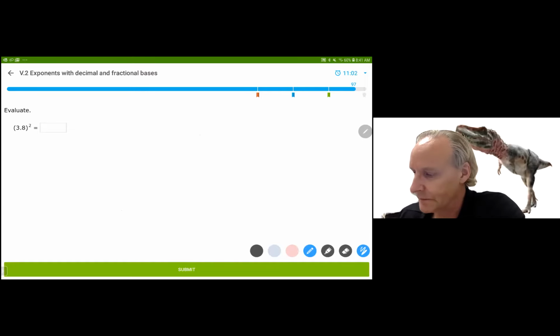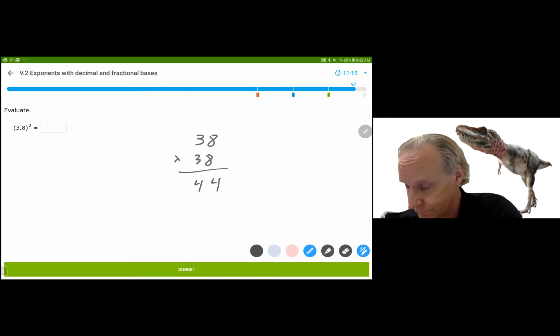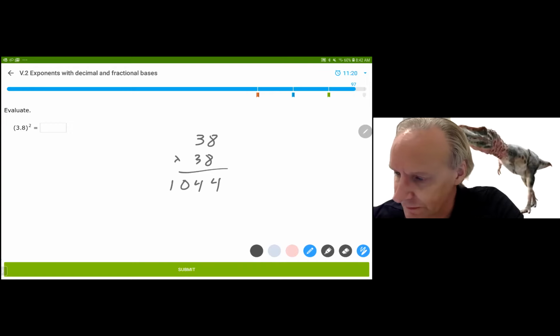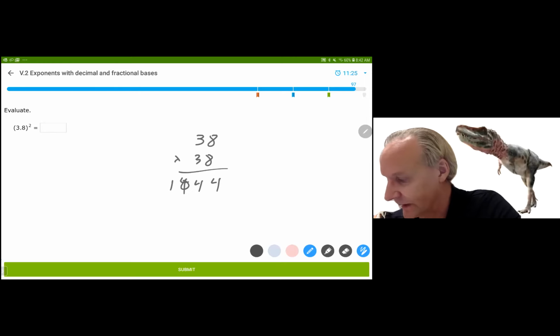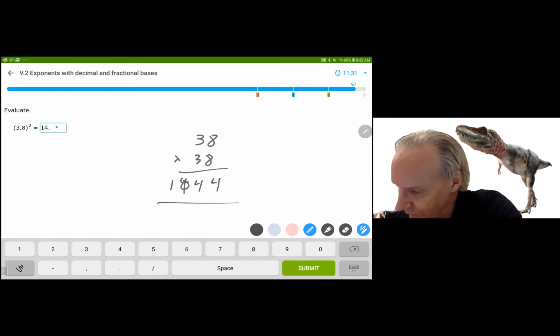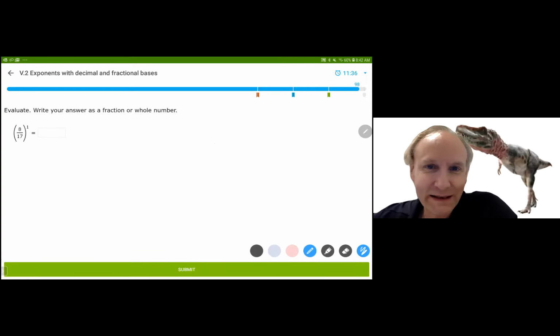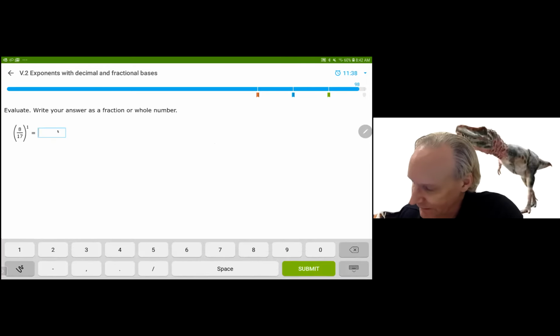38 squared. Okay. 38 times 38. 8 times 8 is 64, and carry the 6 and the 4 and carry the... I think it's 1044. I'm going to check. I don't know. I probably messed it up. No, I forgot the 4. That's what I had to carry. 1444. There it is. So it's 14.44. Dang, can't multiply today. And 8 over 17 is just 8 over 17.